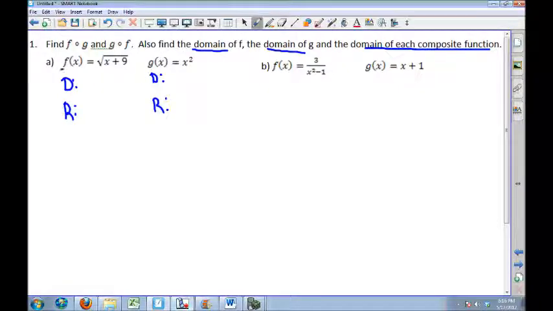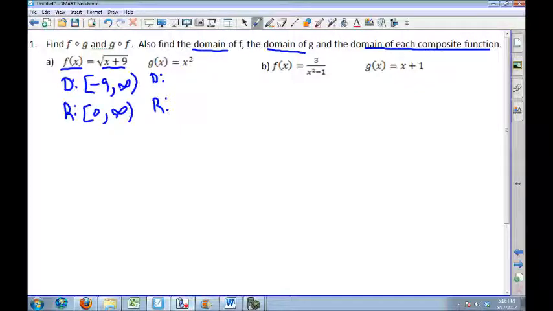Since the parent function for f of x is the square root function, it is shifted left by 9 units. The domain of my function f of x will also have shifted left. Since the domain of the parent is between 0 and infinity, this one shifted left 9 units will be negative 9 to infinity. And since my range is not affected, it will be equivalent to the range of my parent function, which is from 0 to infinity.